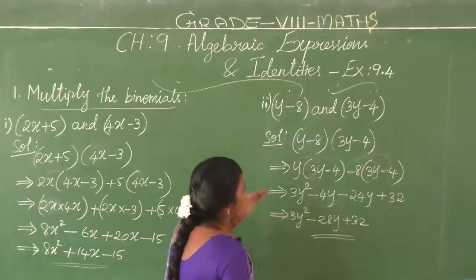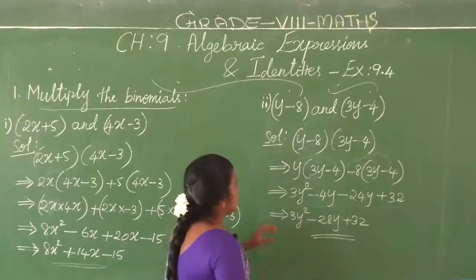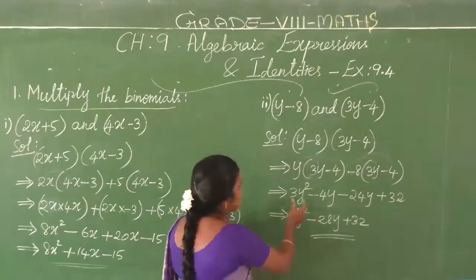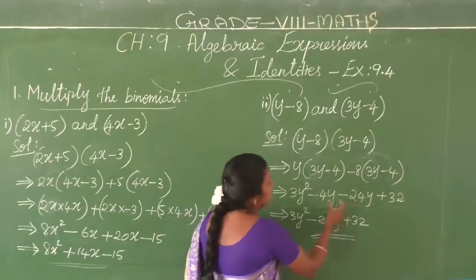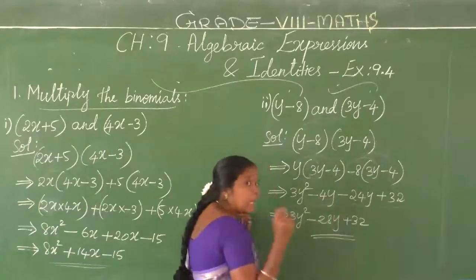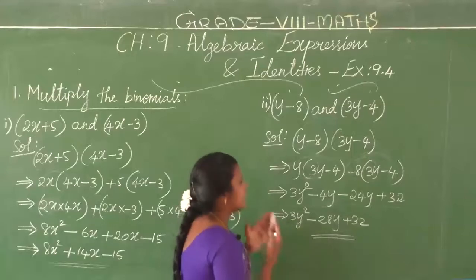Okay, now what to do? We have to simplify the answers. At the time, for 3y square there is no pair, so as it is I have taken down 3y square. But if you watch the middle two terms, minus 4y, minus 24y, both are like terms. So we can combine and simplify.